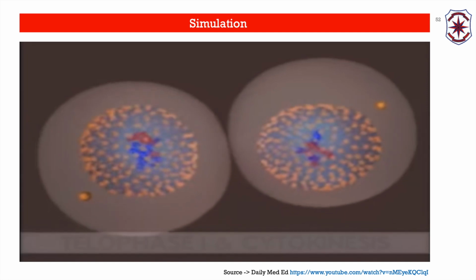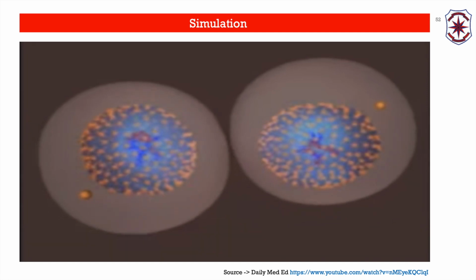Now, after cytokinesis has occurred, the cell has divided. We have 2 daughter cells, and these 2 daughter cells contain half the number of chromosomes compared to what we started with. We started with 4, so each daughter cell now will contain 2 chromosomes each, a haploid number of chromosomes. By that, we have reduced the number of chromosomes in each cell from diploid to haploid.